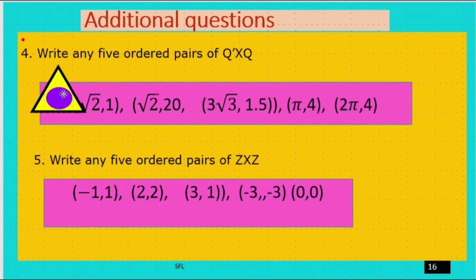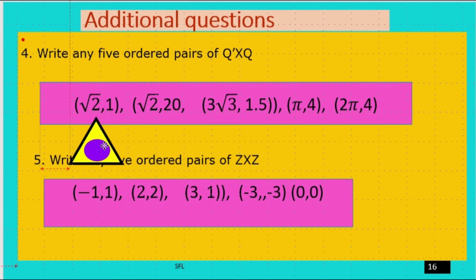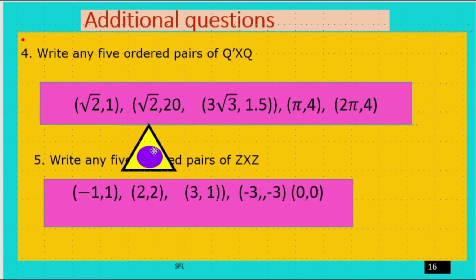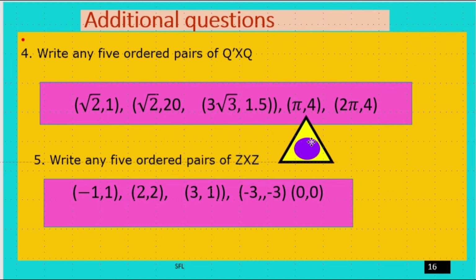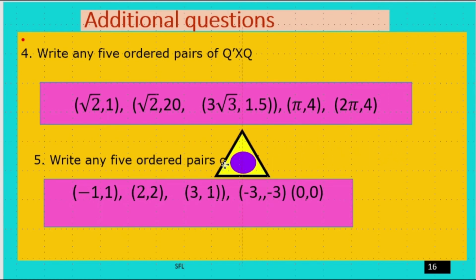Question number 4. Write any 5 ordered pairs of Q dash cross Q. Q dash is the set of irrational numbers. Q is the set of rational numbers. The 5 ordered pairs are root 2 comma 1, root 2 comma 20, 3 root 3 comma 1.5, pi comma 4, 2 pi comma 4.